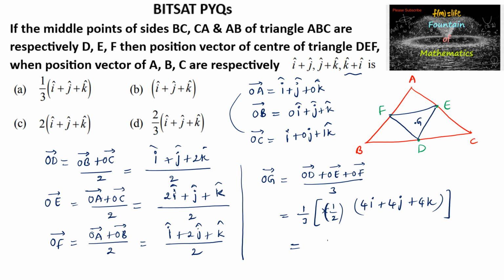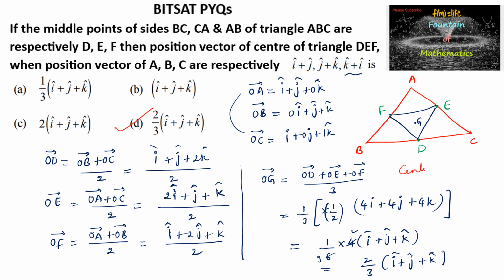Which is equal to 1 upon 6 into 4 times of i plus j plus k, that is 2 times over 3 times. So we can write 2 by 3 times of i plus j plus k, which is our option D. Here we have taken 1 upon 3 times since it is a centroid. The centroid formula is 1 by 3 times the sum of the vertices, so OD plus OE plus OF upon 3. So the answer is option D.